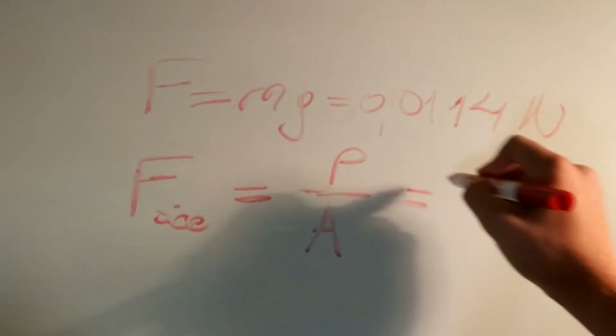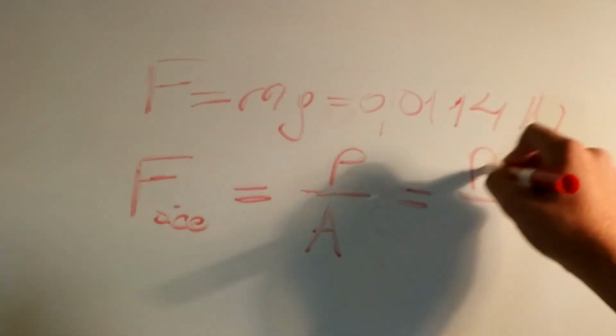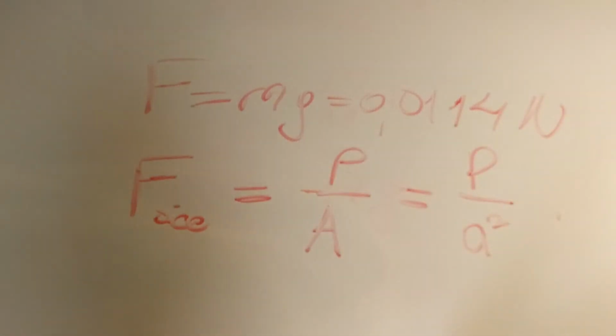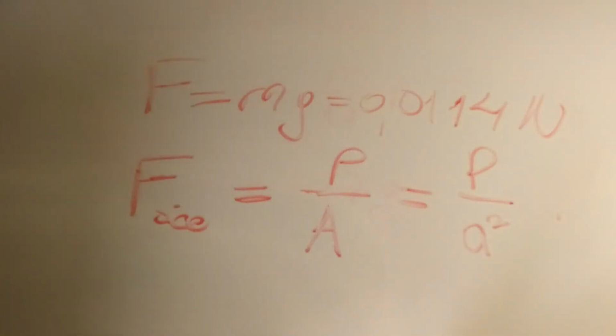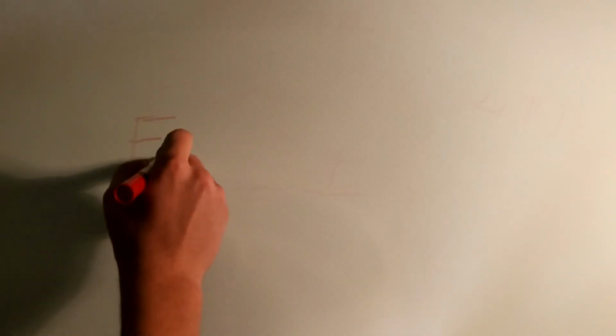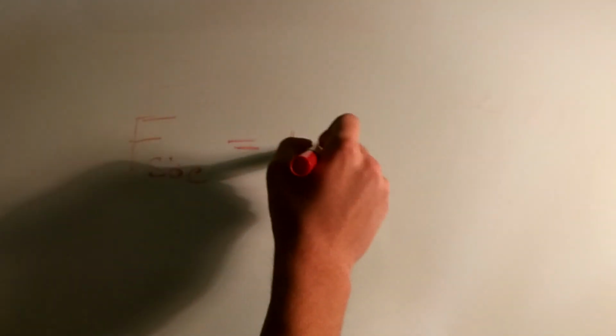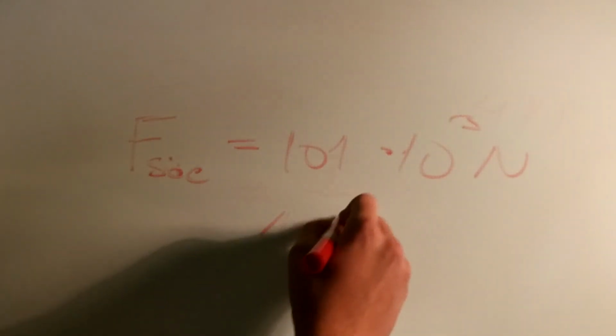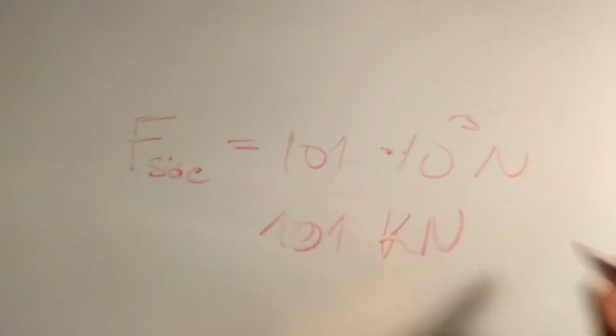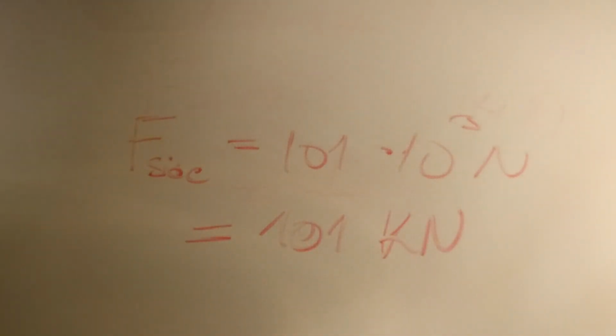And now the area is a squared, since we're looking for one side. And then if we calculate that for the force that's exerted on one side of the cube, F side will be equal to 101 times 10 to the power of 3 newtons, or that's 101 kilonewtons. And we are done.